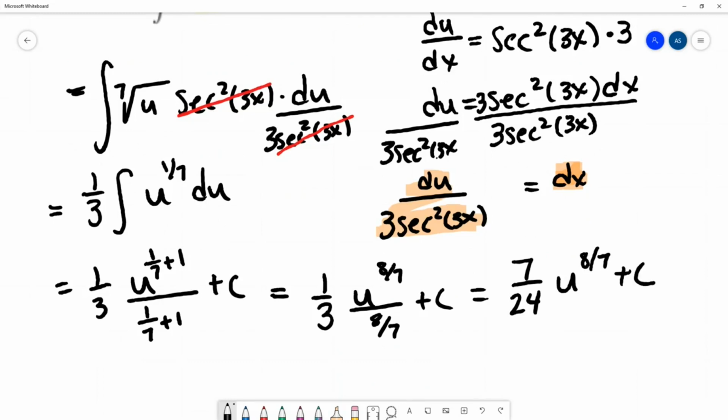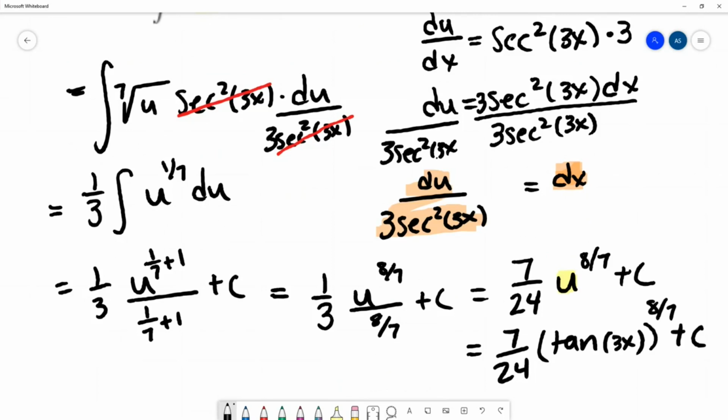And let's bring back our substitution. Our original u was tangent of 3x. This is 7/24 tangent of 3x to the 8/7 plus c. So we've solved that with u substitution.